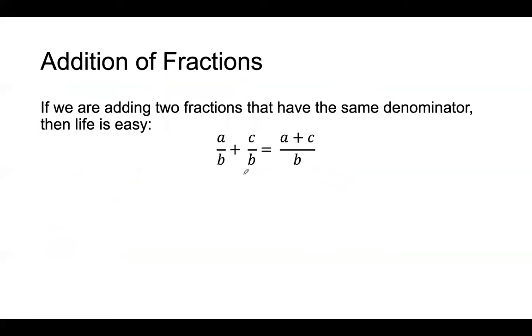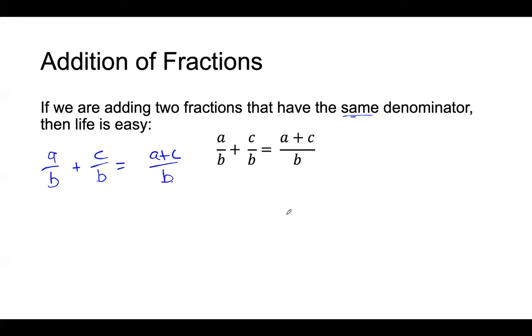Addition of fractions. So if we were adding two fractions that have the exact same denominator, then life is easy. So if we're adding a over b plus c over b, then we just add the numerators together. So all we do is say a over b plus c over b is just going to be a plus c over b.